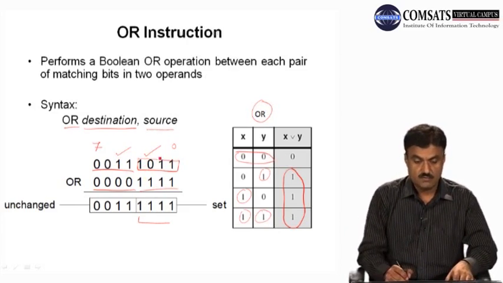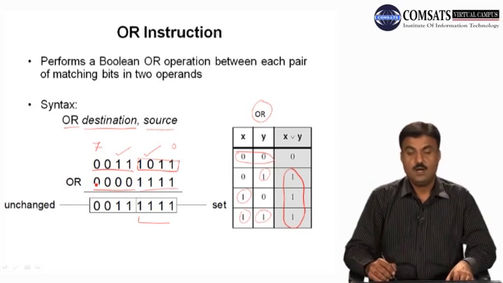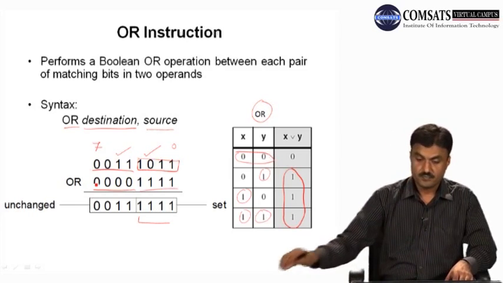So what we can write here, for example, is all ones that we are going to compare with bit number 0 to bit number 3; they will be set, and all these other bits will be unchanged.